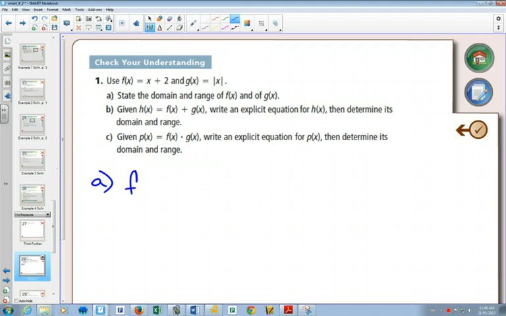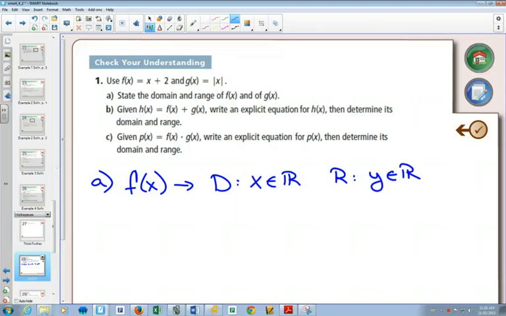So for f of x, our domain would be, what kind of graph is that? It's a line. And what do we know about the domain of a line? It's all real numbers, and same thing with the range. It's all real numbers.